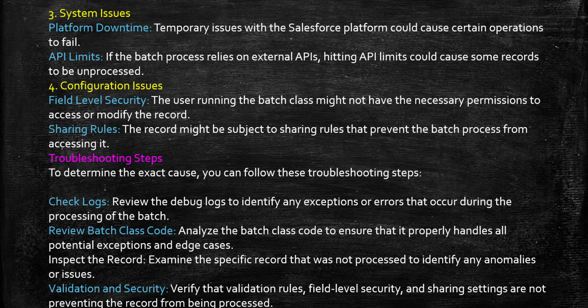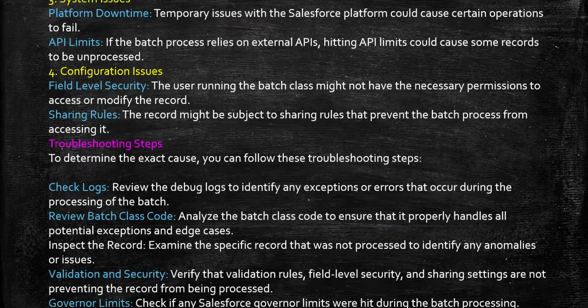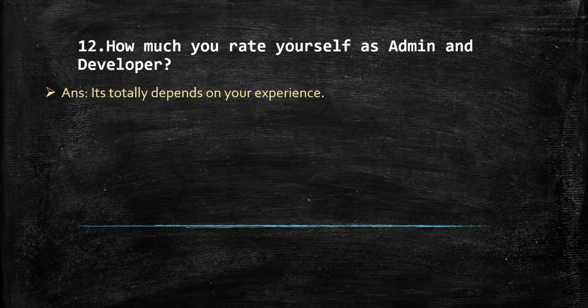And fourth is configuration issues, that is, you have configured field level security and sharing rules, and the record might be subject to sharing that prevents the batch process from accessing it. Okay, troubleshooting steps, that is check logs, review batch class code, validation and security, governor limits. These all are to be taken care of.